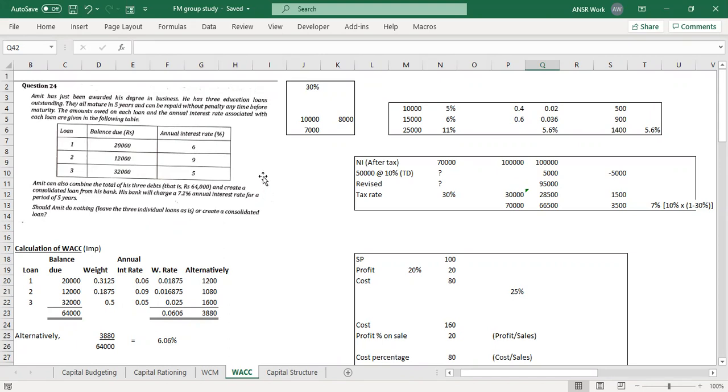Now, your task is to calculate. Don't look at it, the solution is already there. Calculate the WACC first, then we will do the analysis part, whether he should go for it or not. Go for either way, both are fine.